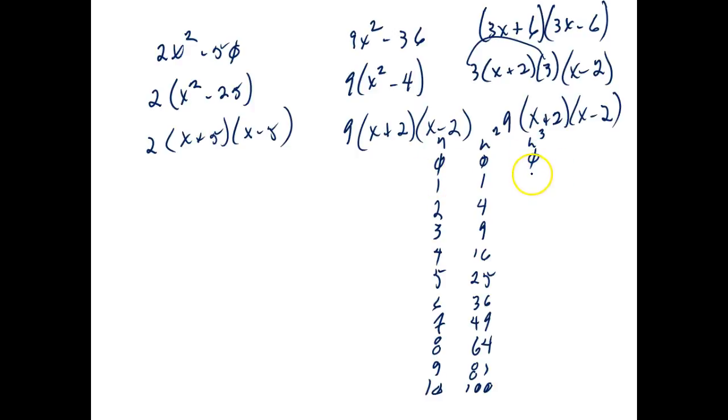1 times 1 is 1. 2 times 4 is 8. 3 times 9 is 27. 4 times 16 is 64. 5 times 25 is 125. And boy, after this, they get a little harder. I think it's 216 or something like that. And after that, I don't really care anymore. They just get too big numbers. You could do them, but I don't think you run into any like that.